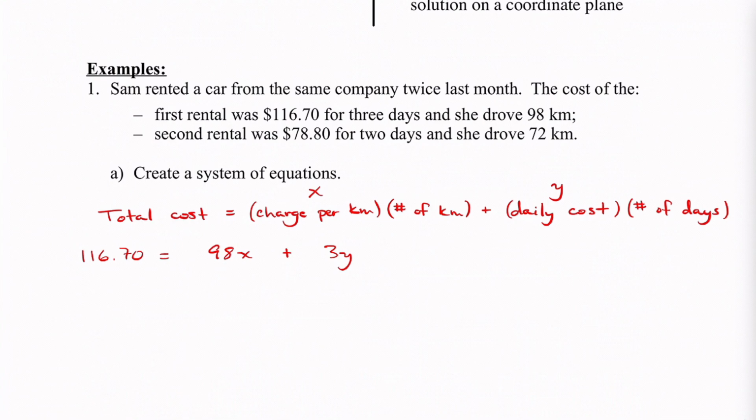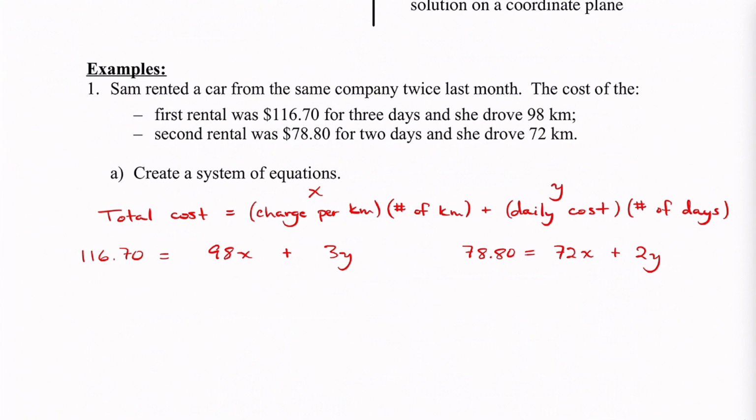Our second equation is quite similar. For that one, the total price was $78.80, so $78.80 is equal to 72 kilometers times the price per kilometer, plus our daily cost, y, times the number of days. We rented for 2 days, so it's 2 times y, or 2y.